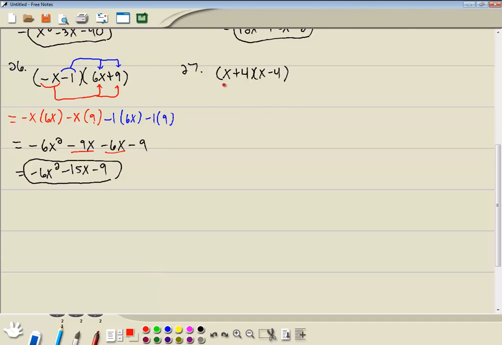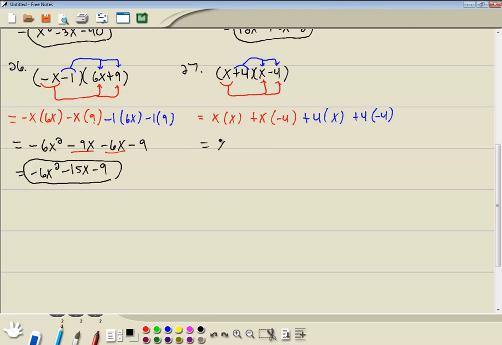So I want to multiply these together. Well, we'll take our first term here, the x. We'll multiply times the x over here and multiply times the negative 4. Okay, so we got x times x and we got x times negative 4. Then we'll take our second term here, the 4, and we'll multiply times the x and times the negative 4. So 4 times x and 4 times negative 4.